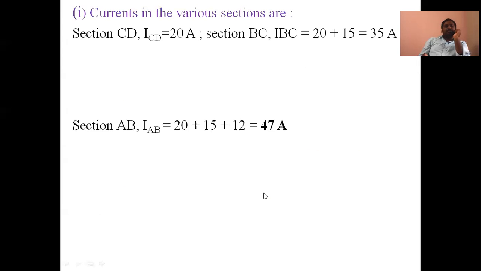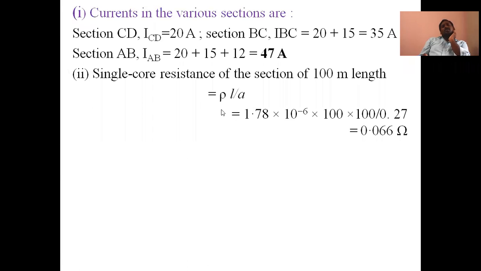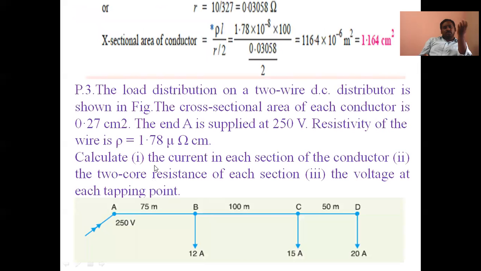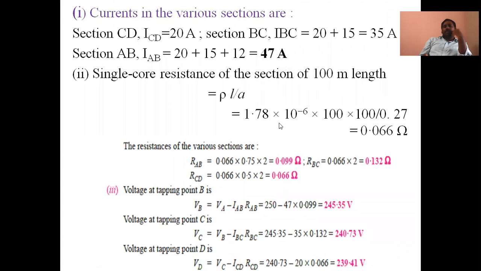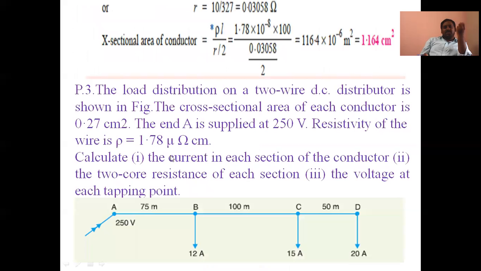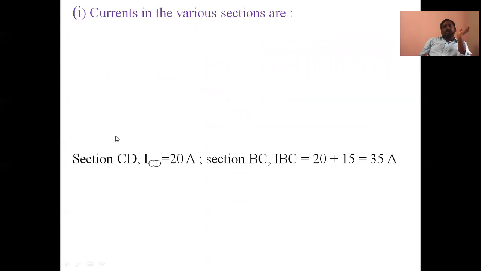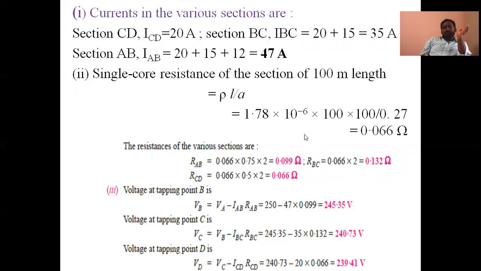So first we calculate rho into L by A. L means 100 meter length; up to 100 meter we will calculate. The rho value is given: 1.78 micro, so 1.78 into 10 power minus 6 into 100. And A, the cross section area of each conductor, is 0.27 centimeters. Then we will substitute.